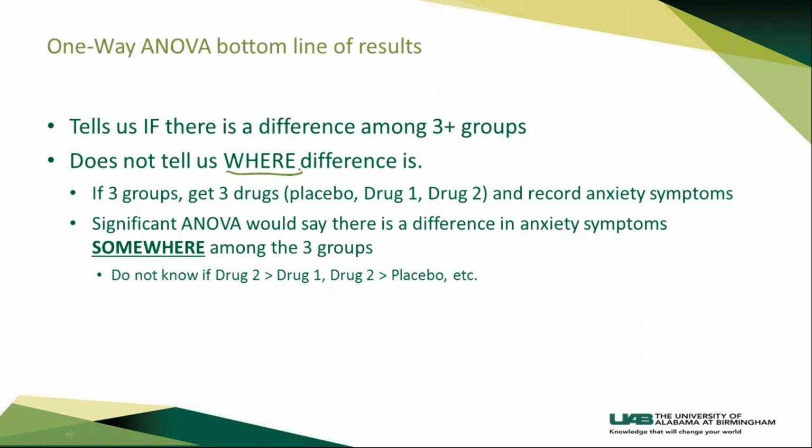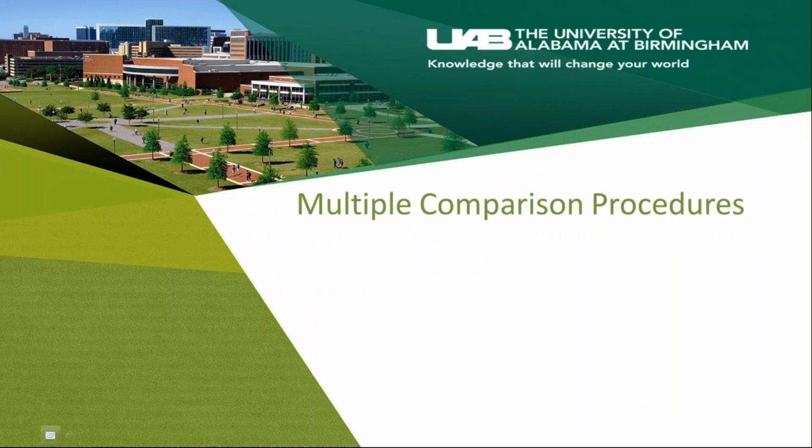That independent variable or that factor would be drug group. The levels would be placebo, drug 1, drug 2. A significant ANOVA or F-test would say that, hey, there is a difference in the anxiety symptoms among these three groups. Between which groups, we don't know. We just know it's somewhere among these three groups. Could be that there's a big difference between drug 2 and drug 1, or it could be between placebo and drug 1. A lot of possibilities, but the fact is we don't know where that difference is. And that's where the next thing comes into play.